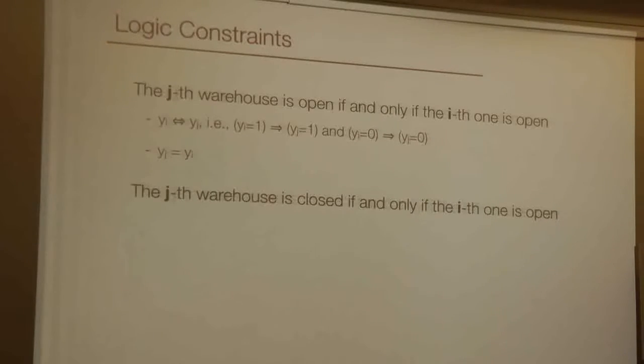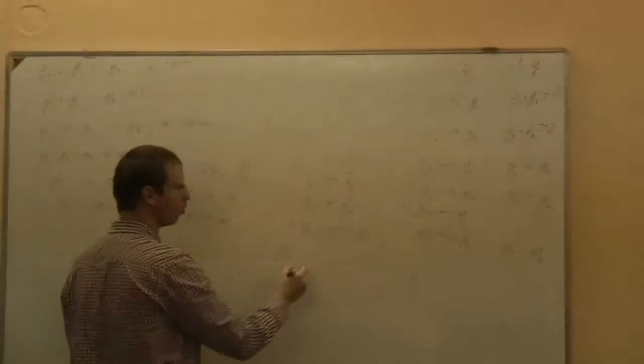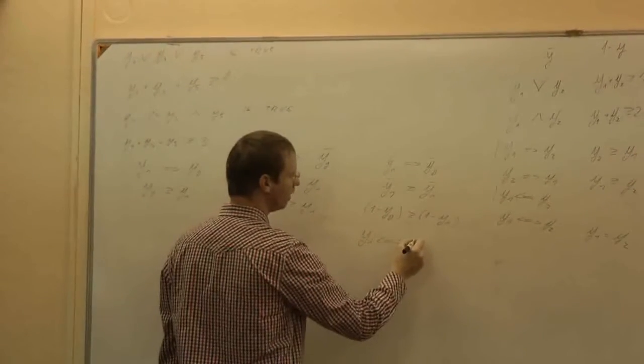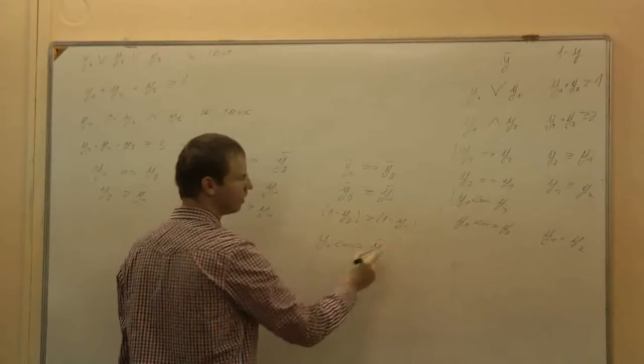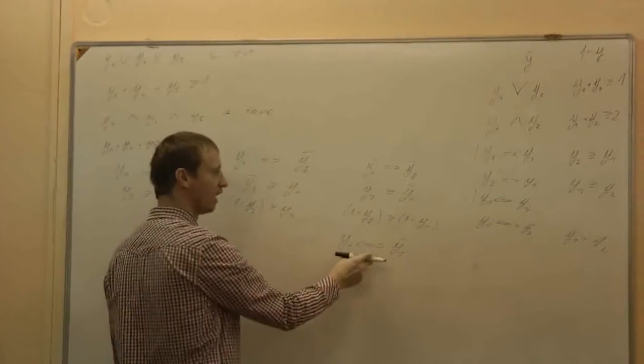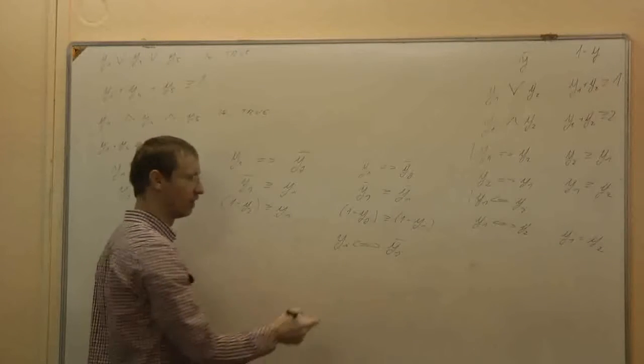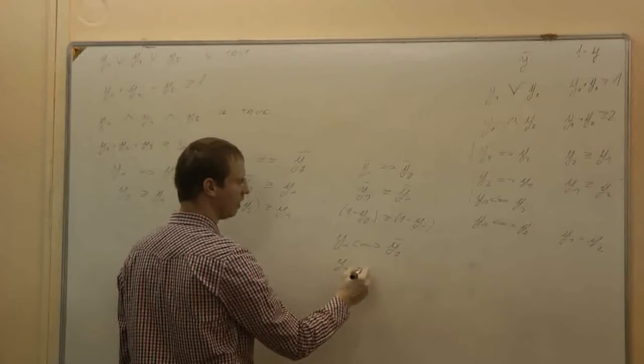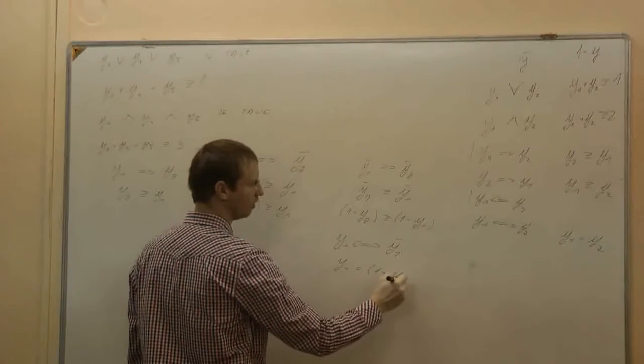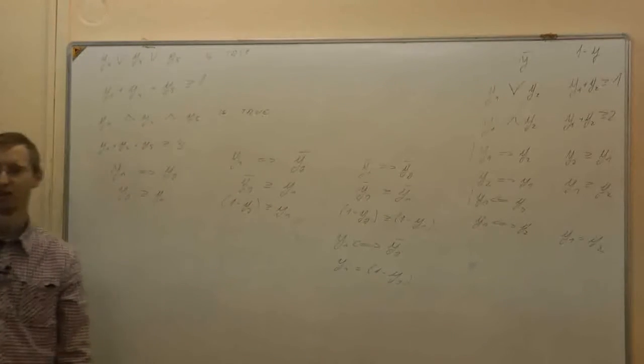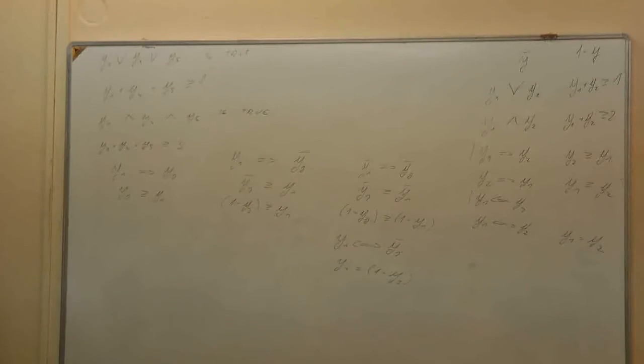What about this one? The jth one is closed if and only if the ith one is open. So what we really want is the ith one open is equivalent to the jth one closed. Okay? And we know that equivalence is equality, so it means that yi is equal to 1 minus yj, nothing else. Okay? So that's easy.